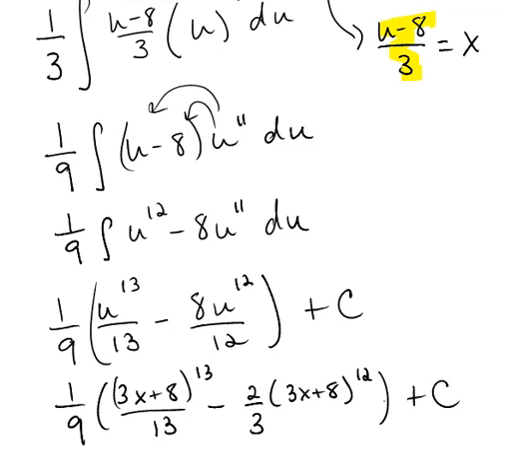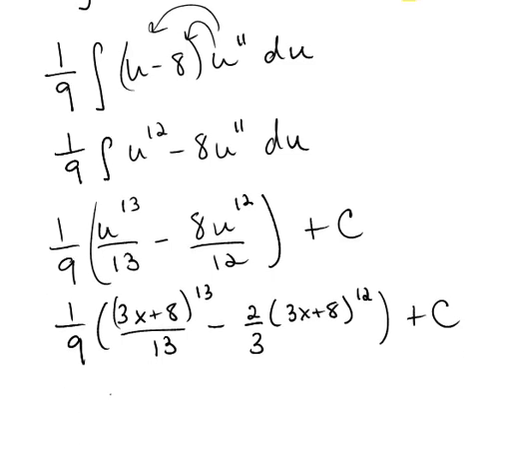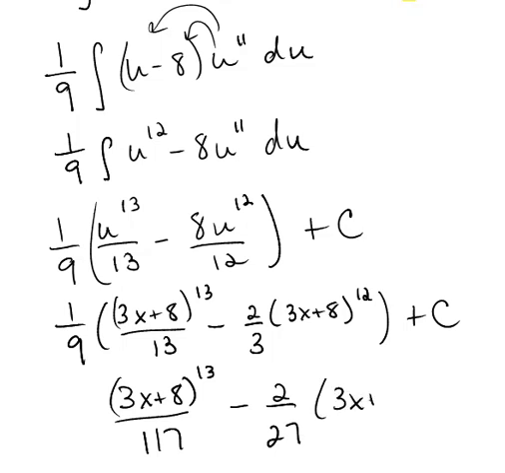And then if I wanted, I could go through and distribute the 9. And so 9 times 13 is 117. So this is (3x + 8)^13 over 117, and then minus, see, that'll be 2/27 times (3x + 8)^12, and then + c.